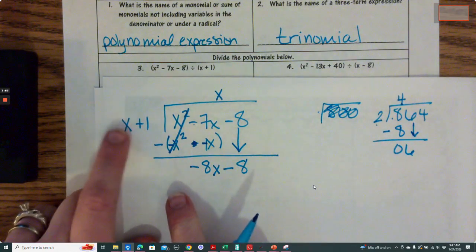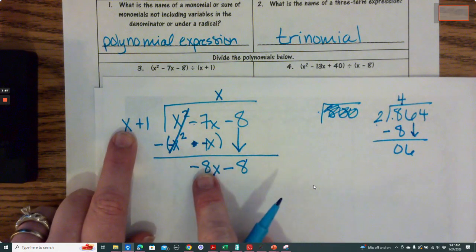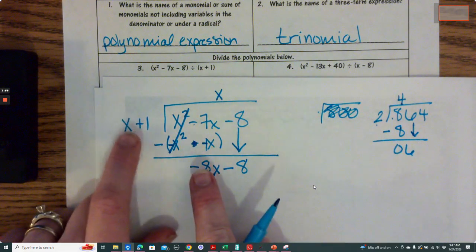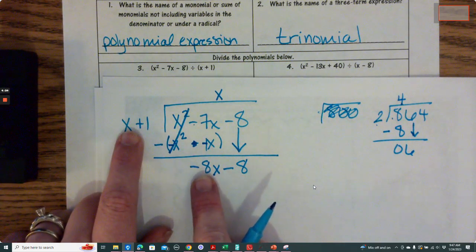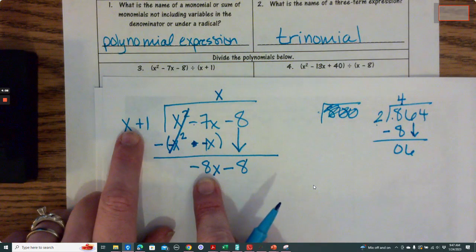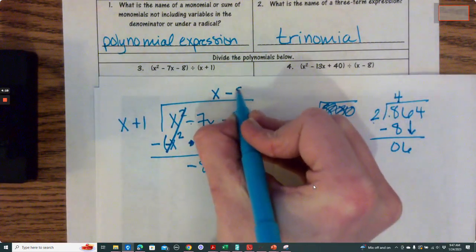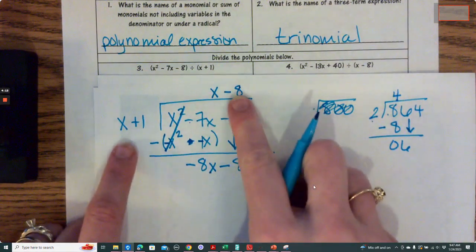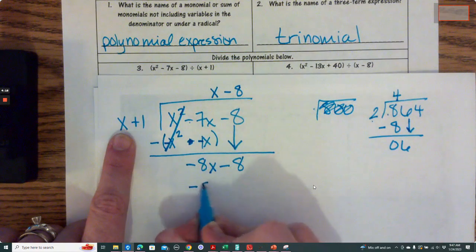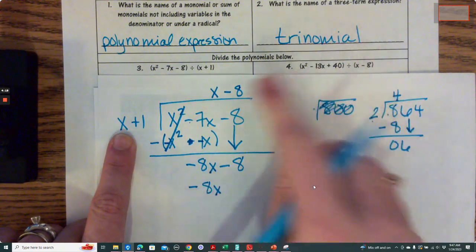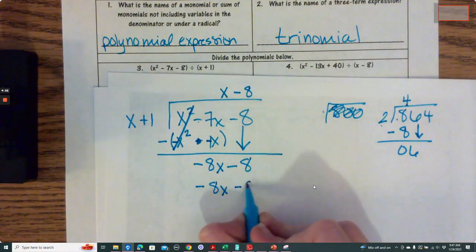Same thing, you look at just the first. X goes into negative 8x. So, what do I have to multiply x by to turn it into a negative 8x? Negative 8. And then we multiply it out. Negative 8 times x is a negative 8x. Negative 8 times a positive 1 is a negative 8.